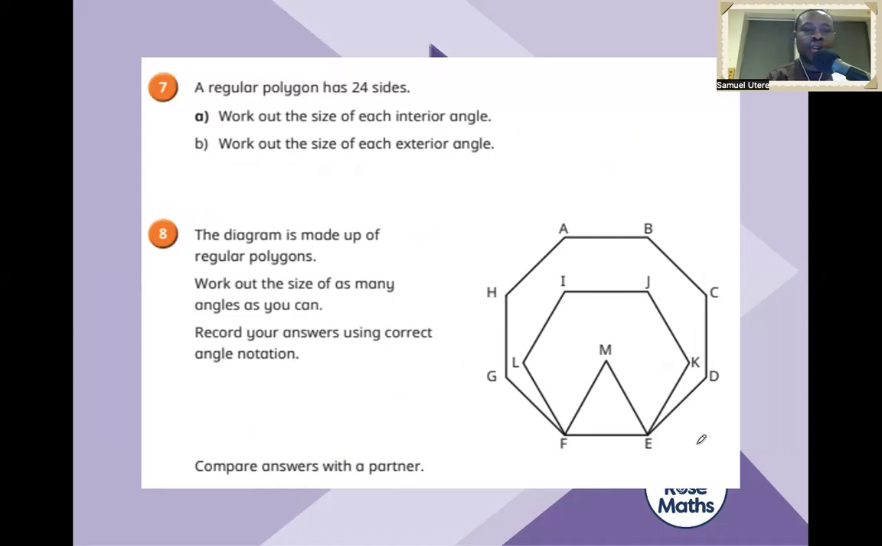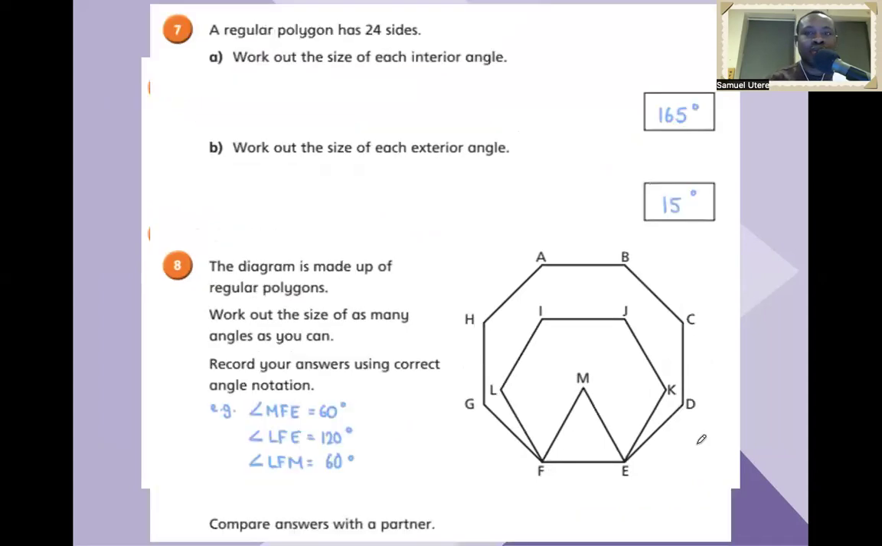Assuming you've paused the video and you've answered questions 7 and 8, here are the answers. Let's discuss them. For question 7, you were asked, a regular polygon has 24 sides. Work out the size of each interior angle. So stage 1, we do 24 minus 2, which is 22. So it means the sum of the interior angles.